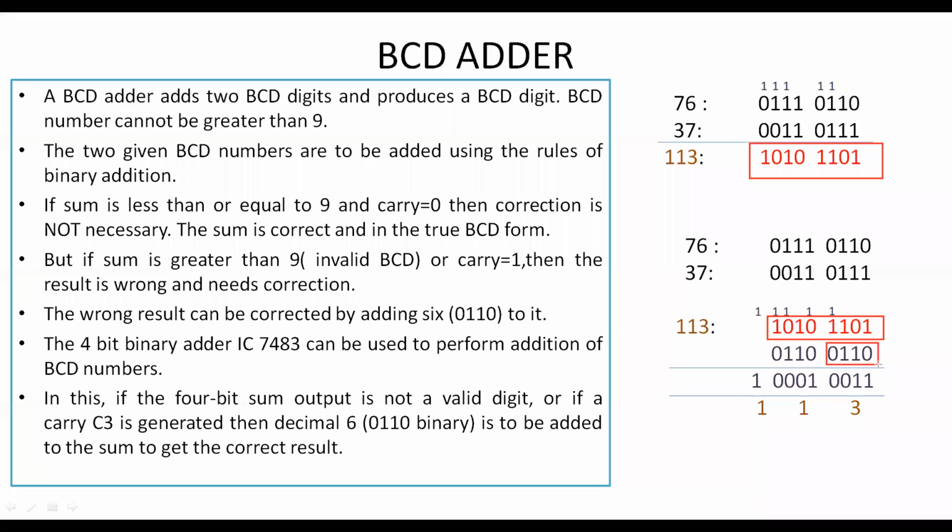0110. This is the binary equivalent of 6, 0110. That is, in the two cases, in the first case the first 4 bits came greater than 9, and in the second case the second 4 bits came greater than 9, but we are adding a 6 to both the numbers. Therefore the result, if you verify by adding this: 1 plus 0 is 1, 0 plus 1 is 1, 1 plus 1 is 0 and 1 as carry, 1 plus 1 is 0 and 1 as carry, and 1 plus 0 is 1.